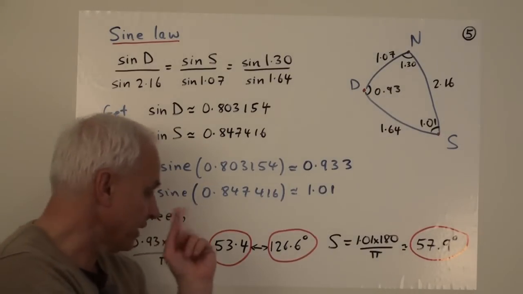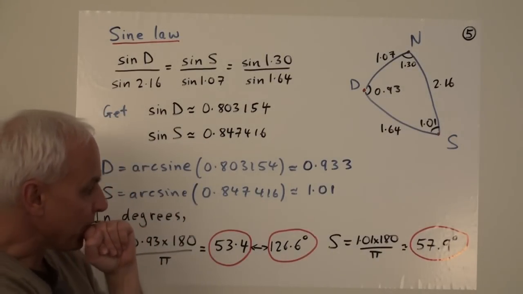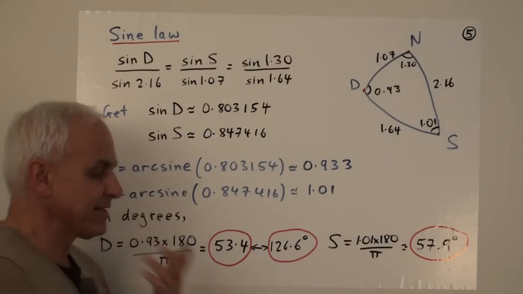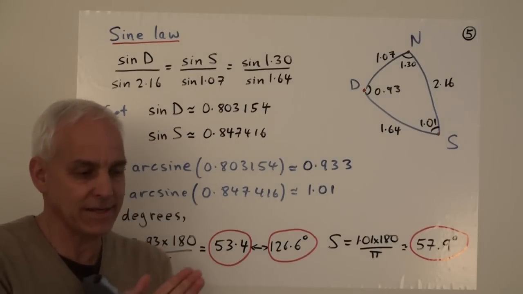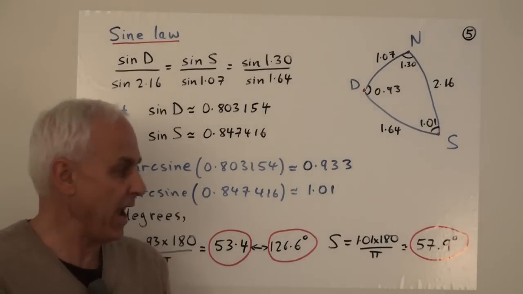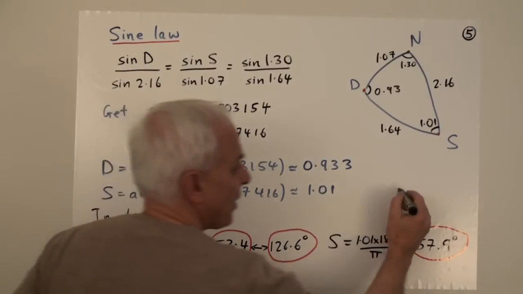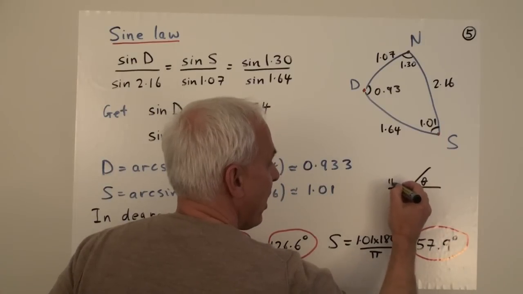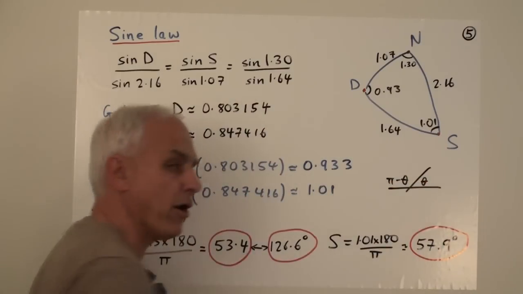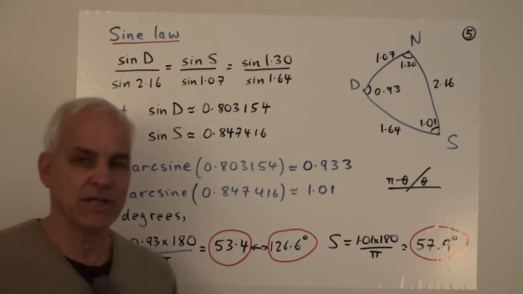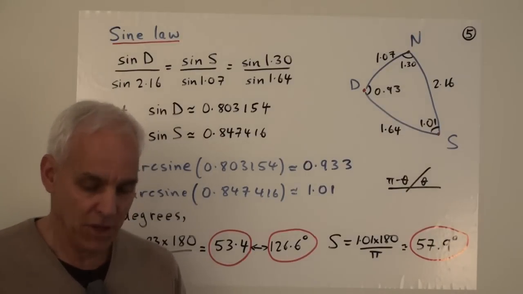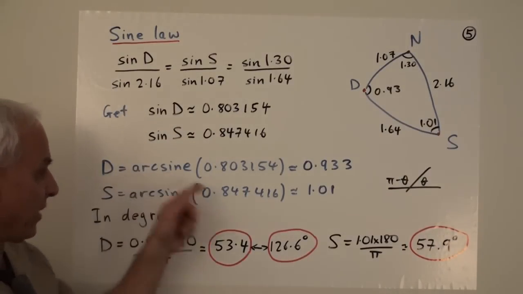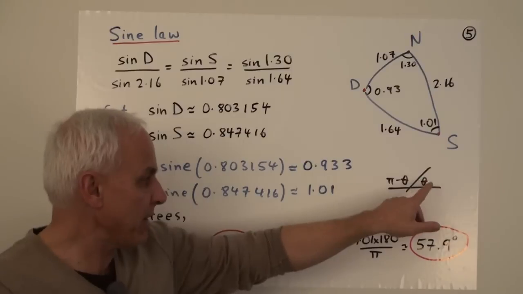But it's important to realize here that knowing the sine of an angle doesn't entirely tell you what the angle is. Because, for example, if you have this angle here, and you have pi minus theta, that angle there, both of those angles have the same sine. So just because you know the sine of an angle doesn't quite mean that you know the angle.